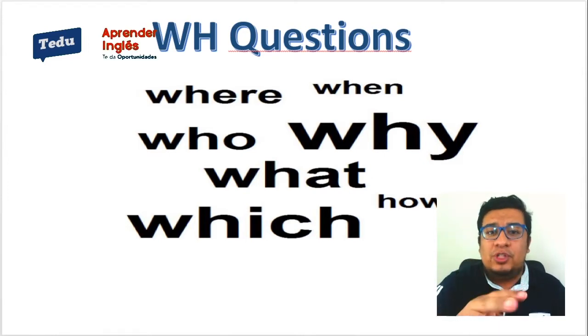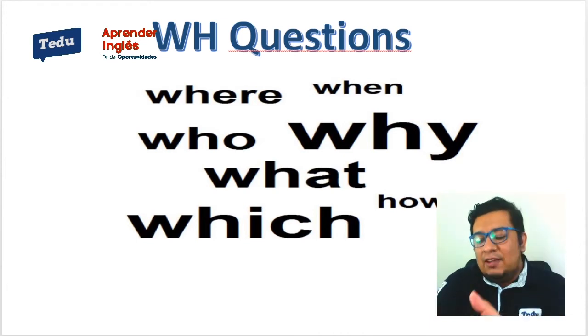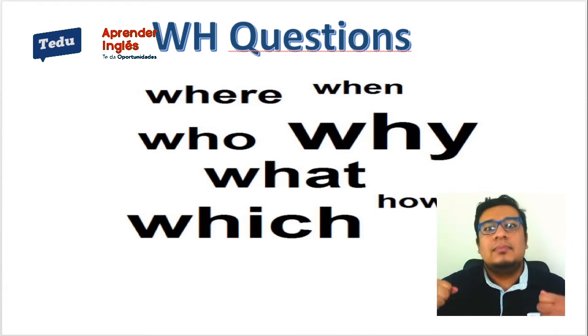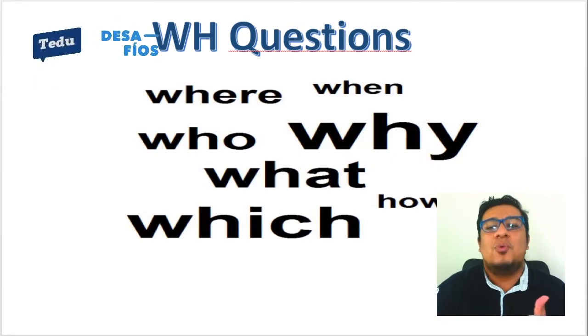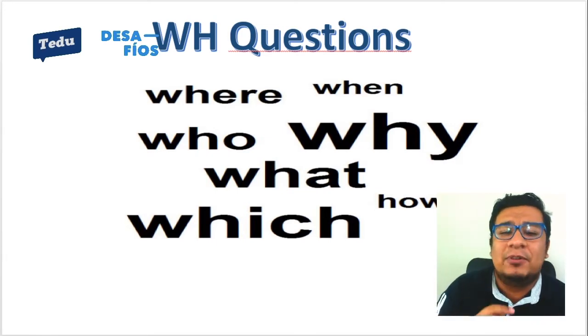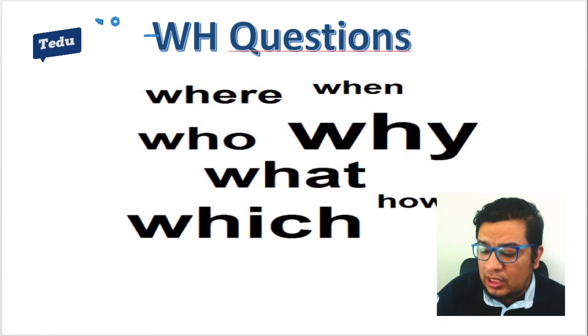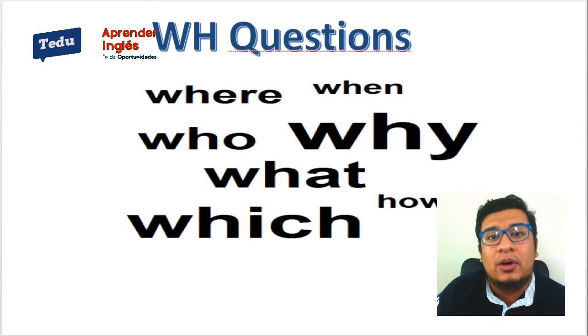There are two types of questions, yes or no, o given information. Y cuando entramos al mundo de given information, tenemos WH questions. ¿Cuáles son las WH questions? Where, when, who, why, what, which, and how. Those are the WH questions. Estas son, tal como miras acá en la fotografía, son las WH questions. So that's one of the things that you're gonna work, okay?